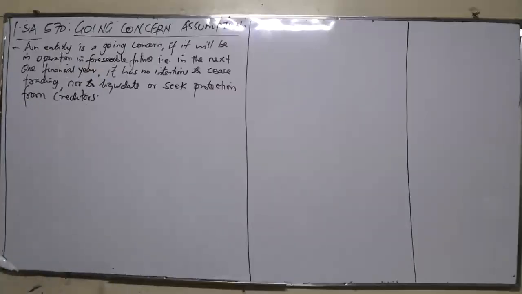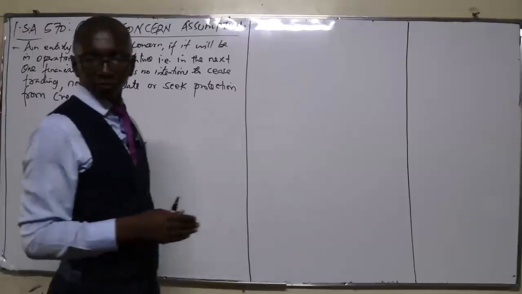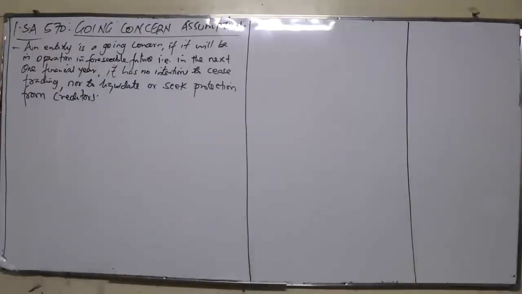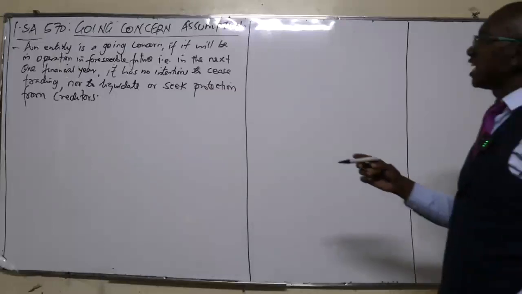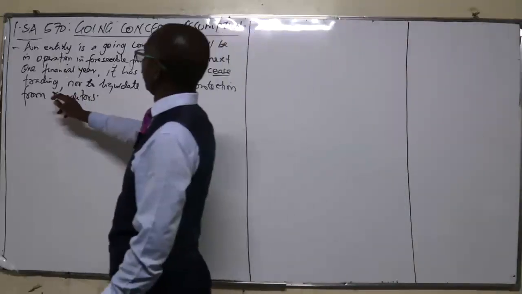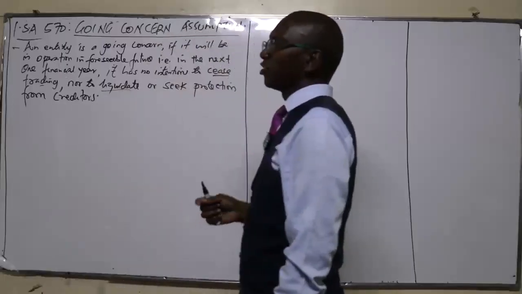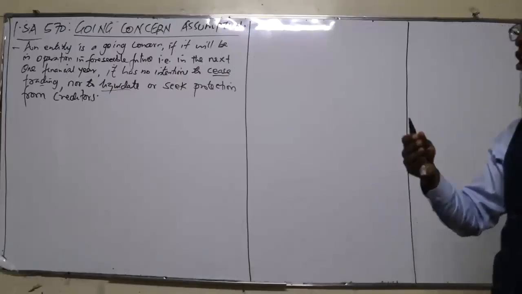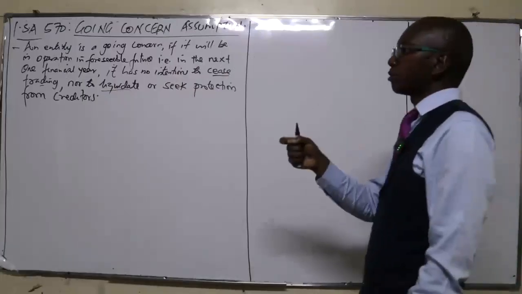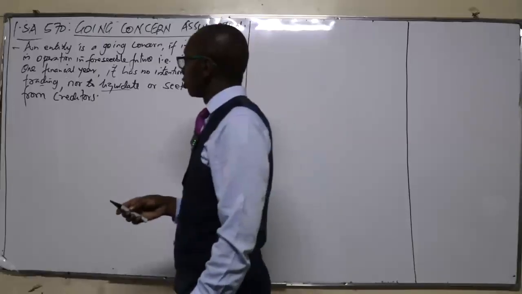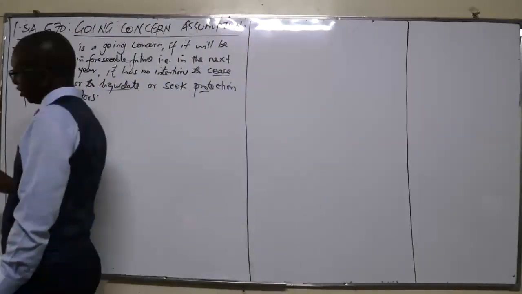If it will be in operation in the foreseeable future, in the next one year, or in one financial period, and has no intentions to cease trading, closing down, nor to liquidate. We know liquidation happens when you are winding up. You liquidate assets, use the sales proceeds to make good the obligations, or even seek protection from creditors.